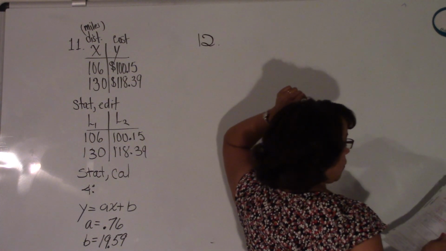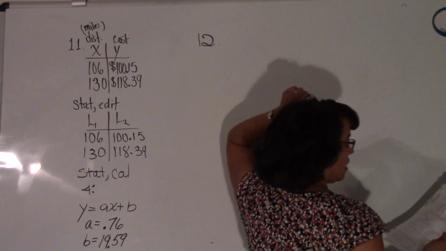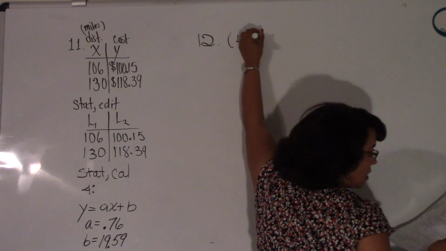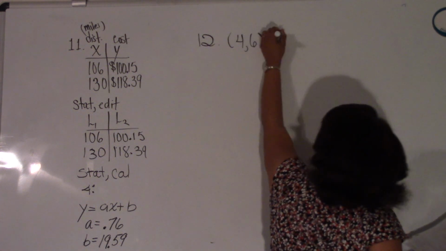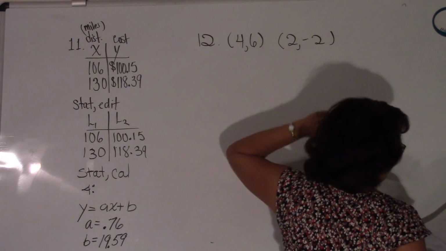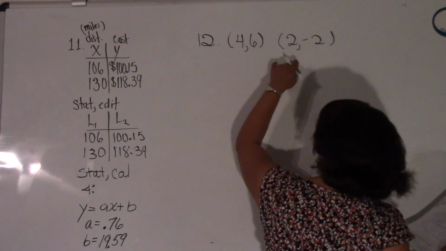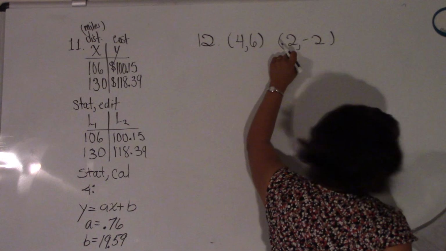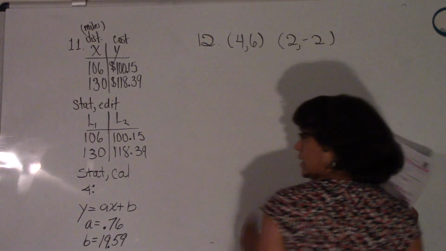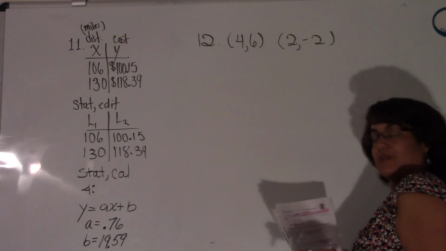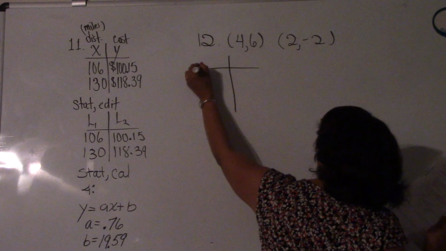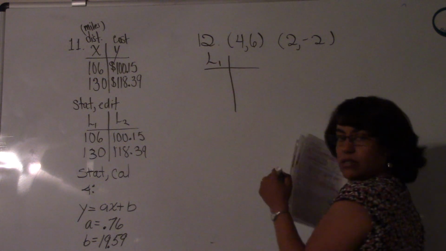For number 12, write the function of the line that passes through (4, 6) and (2, -2). We want it in slope-intercept form. You can do this by hand. You would find your slope of m and then go back and plug it in to y equals mx plus b to solve for b. Or you can do the same thing that we did for number 11 since you're on calculator active. You can use L1 and L2.